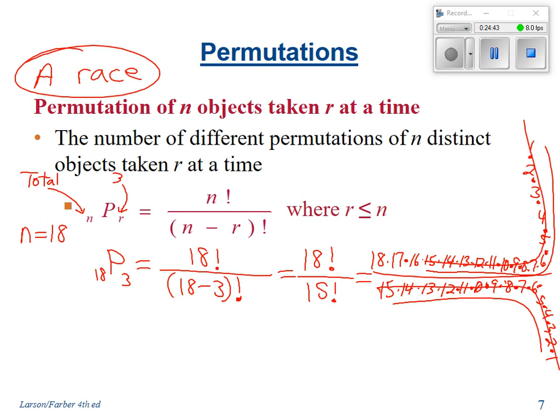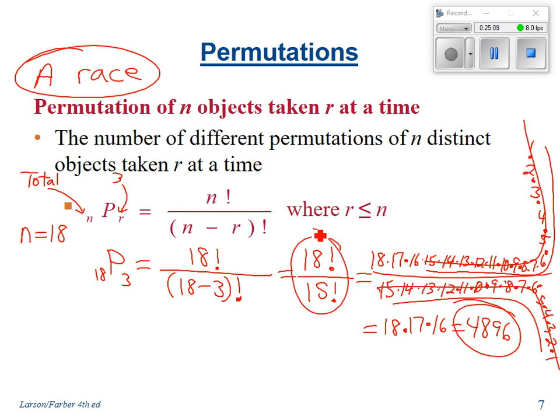So all we really have is what? 18 times 17 times 16. That's going to be our answer. 4,896. Yeah, it's pretty easy on the calculator. In this case, you could stop right there and on your calculator, type in 18 factorial divided by 15 factorial, and that's not too difficult either.